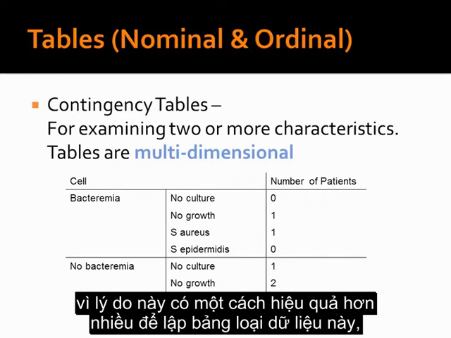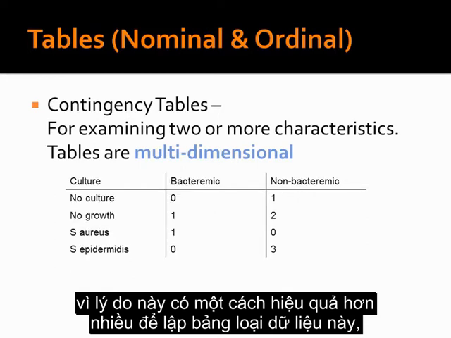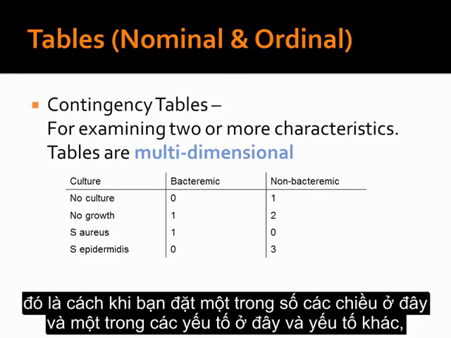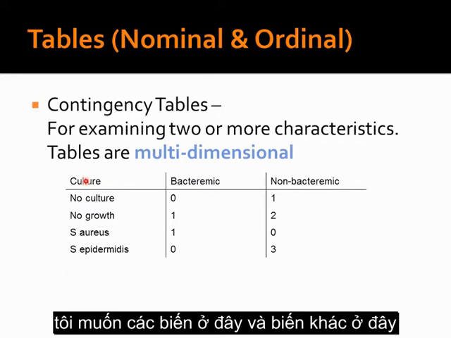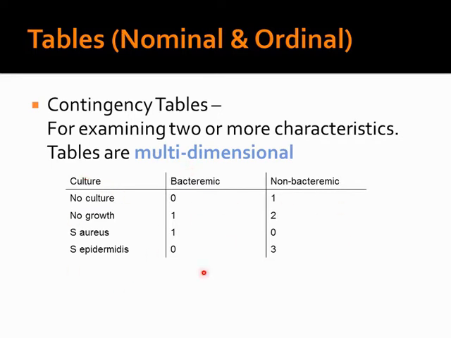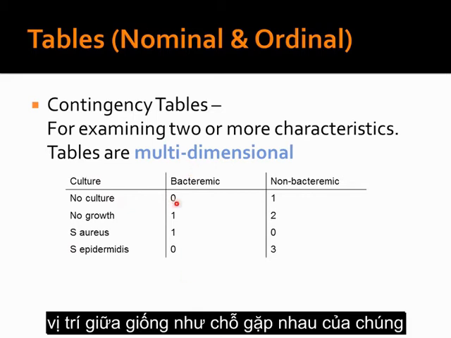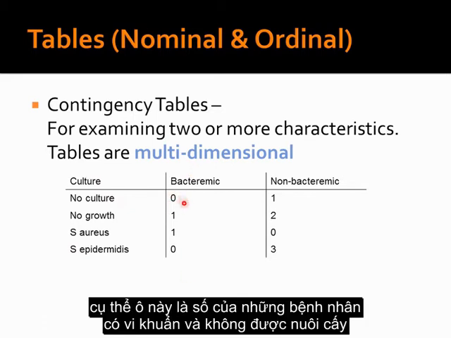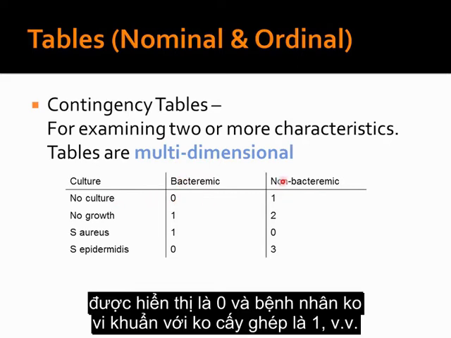There is a much more efficient way to also tabulate this kind of data, and that's by doing it this way, where you put one of the variables here and the other variable here, and the center is the cross of them. So this particular cell here is the number of patients who were bacteremic and no culture, which obviously is 0, and non-bacteremic, no culture, 1. Bacteremic with S. aureus here is 1. Non-bacteremic with S. aureus obviously is 0, and so on and so forth.